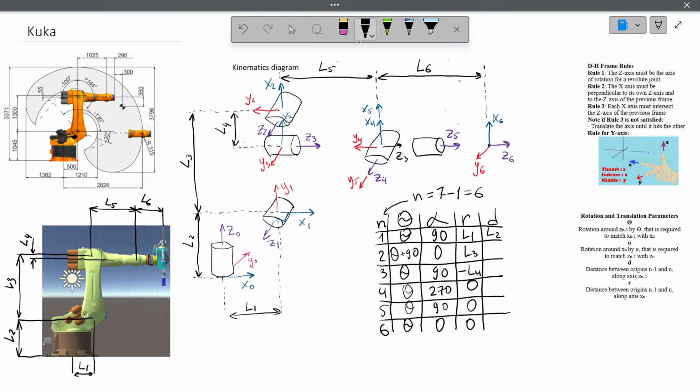Next, here Z1 is to the front direction. So here it's not changed, 0. Here Z2 also front direction, 0. Here we have Z3. And between these two origins we have distance L5.